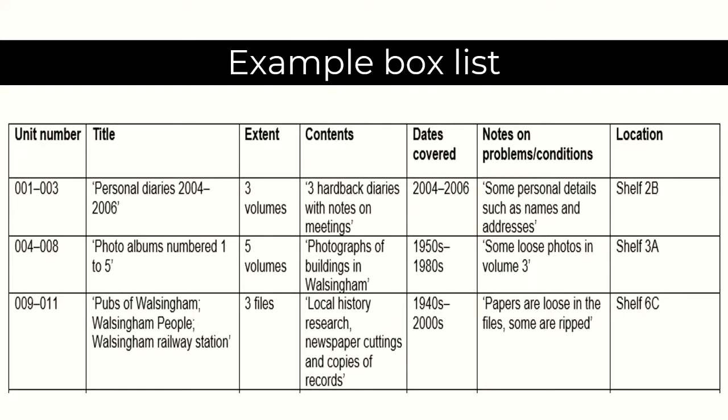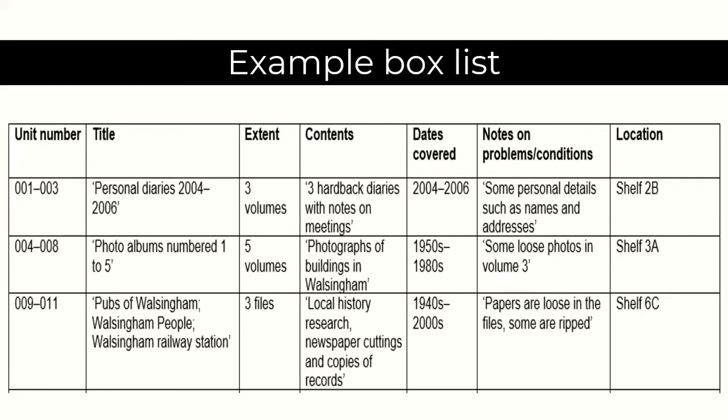Title. This is the basic title that describes your unit. Avoid repeating information that you'll also put in the box contents field. Extent. Try to avoid counting individual items and stick to how many boxes, files or volumes you have. If you find you have several relating to the same thing, create one entry and simply change the extent to the number of these you have.